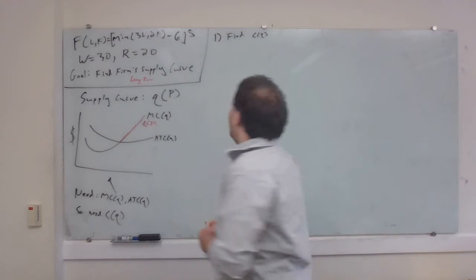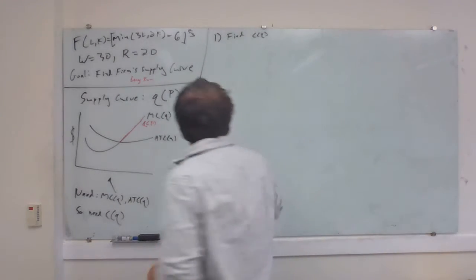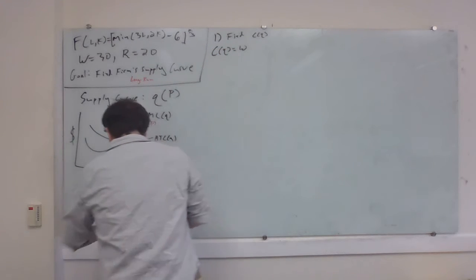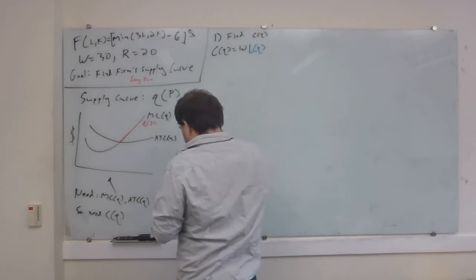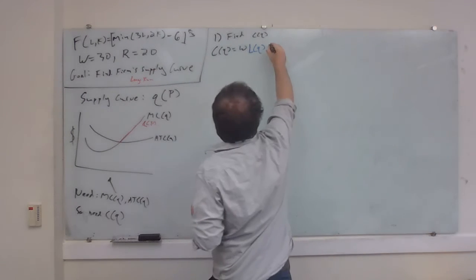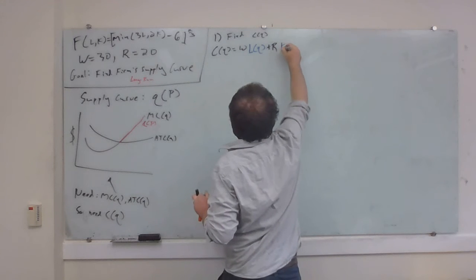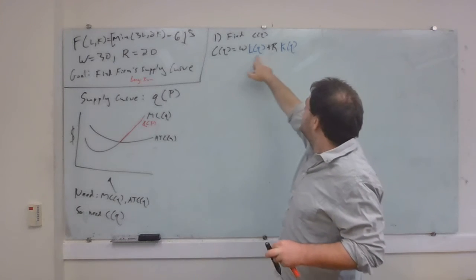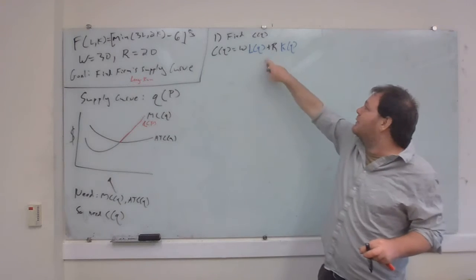Great. Okay. So how are we going to do this? Well, we know in turn that C of Q is just going to be W times L of Q plus R times K of Q. We know W, we know R, so what I've got in blue here are the two objects that we actually need to find first, our L of Q and our K of Q.